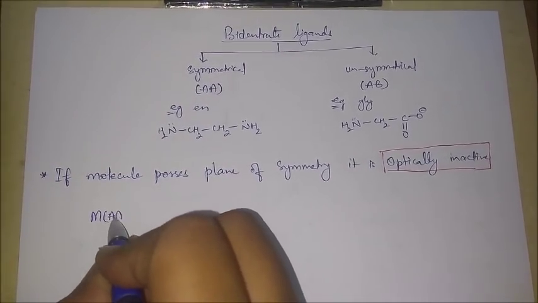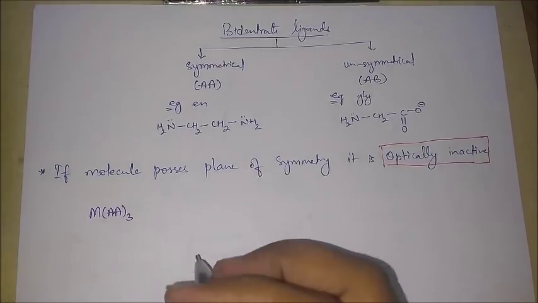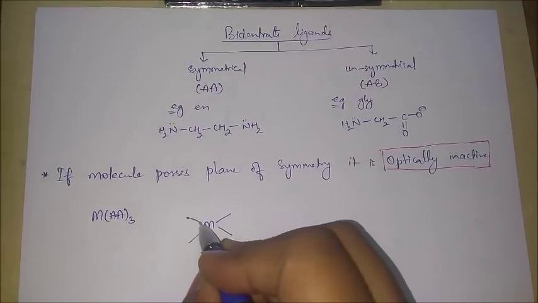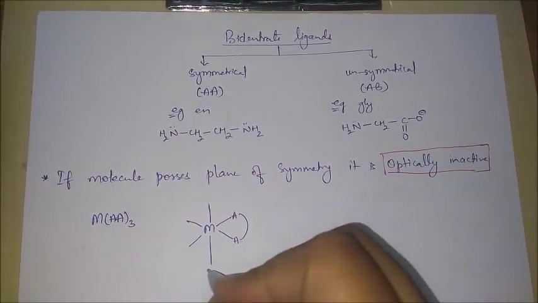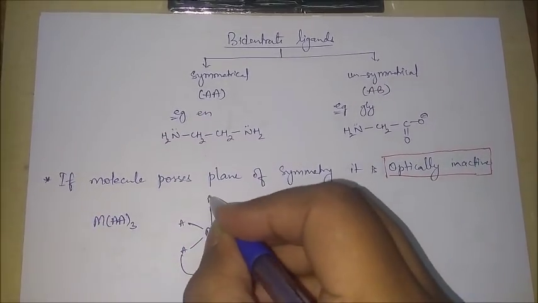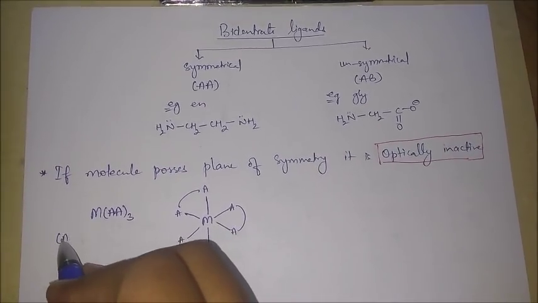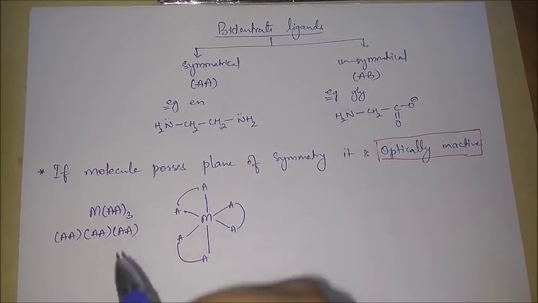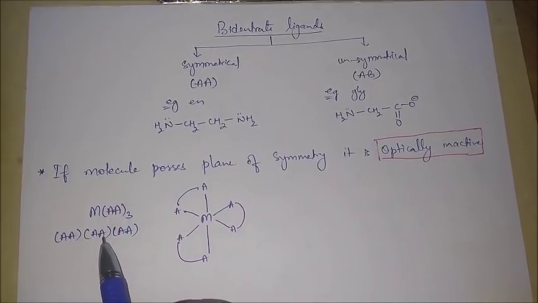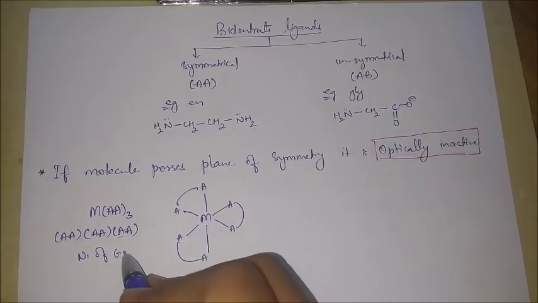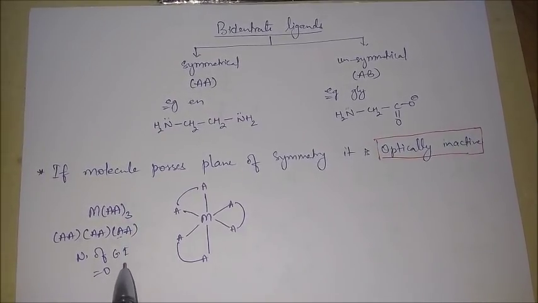Let's take M(AA)3. So we have a metal with AA meaning a symmetrical bidentate ligand, and we have three symmetrical bidentate ligands. If I draw this molecule, it will look somewhat like this. We have this AA like this, then AA like this, and this AA like this. Let's find out the number of geometrical isomers first. How many combinations can you make? Here the combination is just AA and AA. One more thing: you cannot take out one of them, because this is a bidentate ligand, so AA should be together. So the number of geometrical isomers is 0. There is no geometrical isomer of it, because you have just one combination.